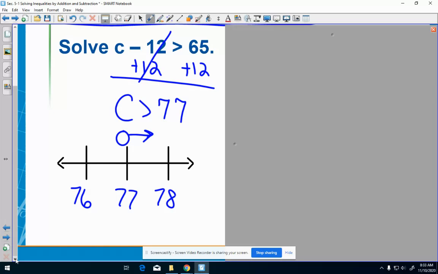So if this had an equal to on it, what would change in this picture? You would just close that circle. So you would literally just color that circle in. That would be the only difference. But in this case, there was not one, so we would leave it open.